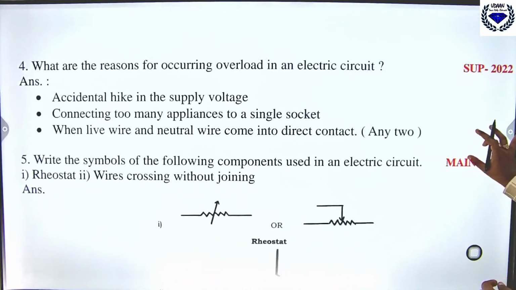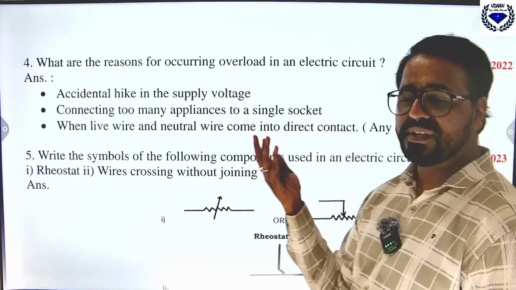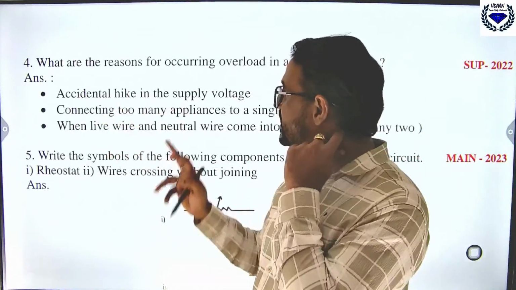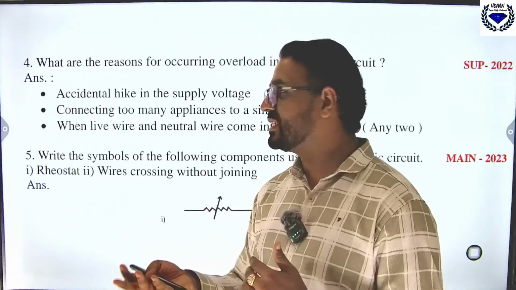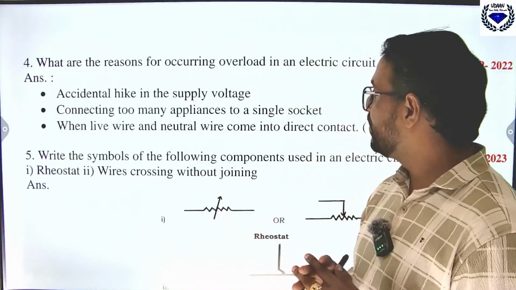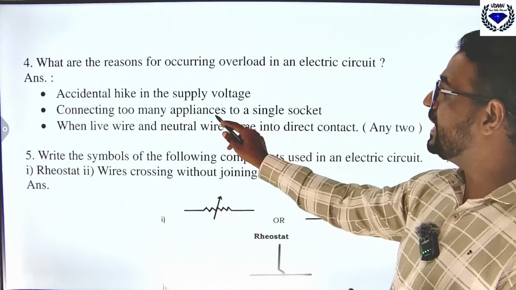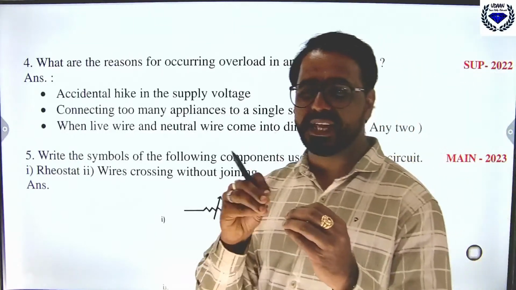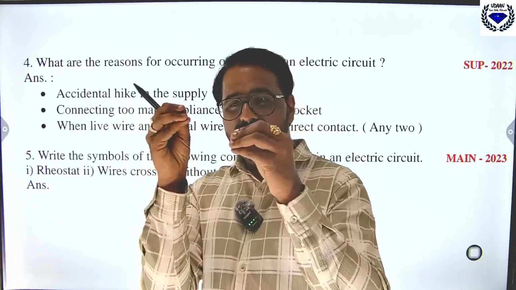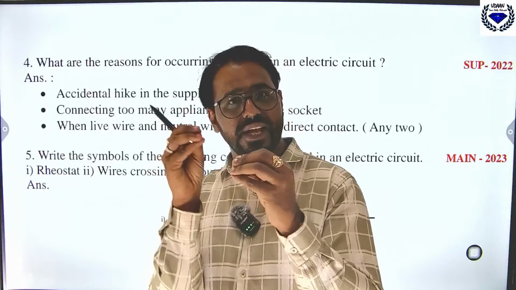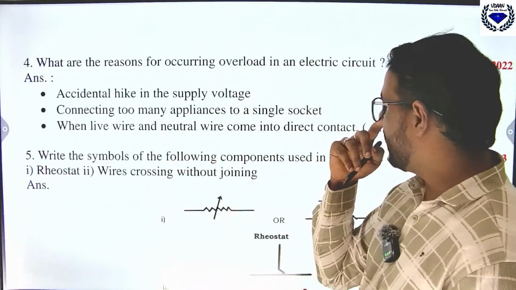Again, this question has come in supplementary. So can you tell the same thing? First one is accidental hike. Hike means an increase in the supply voltage. Second, connecting too many appliances to a single circuit. If you are connecting too many appliances to a single circuit, then also you can find what?